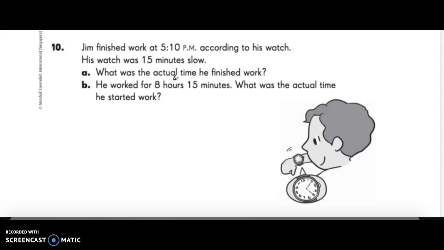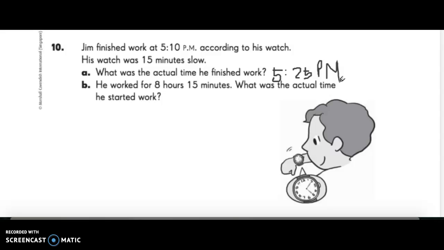Alright, number 10. Jim finished work at 5:10 p.m. according to his watch. His watch was 15 minutes slow. What was the actual time that he finished work? So anytime that they're telling us a watch is slow, it means it's behind. So we need to jump it ahead in order for it to be at the correct time. So if it's 15 minutes slow, really all we need to be doing is adding 15 minutes to this to get to 5:25 p.m.